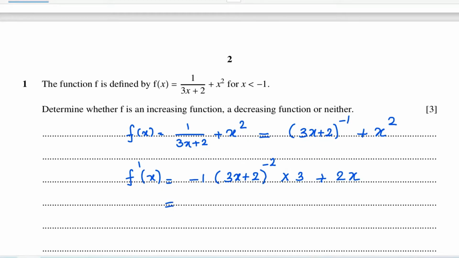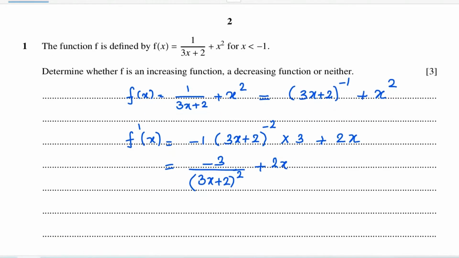So let's rearrange this one. You will get -3 divided by 3x plus 2 the whole power 2 plus 2x. So this is our f dash of x.